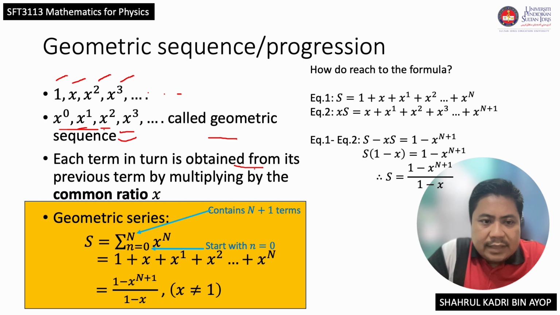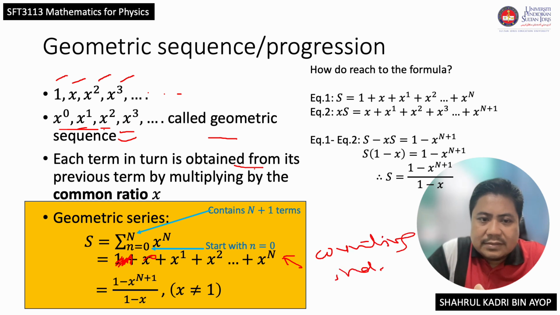I made a mistake here. So this is wrong. This is x to the power of 0 and this is none. Okay, sorry. So this is x to the power of 0 plus x to the power of 1, 2 and so on. This is called a counting index. It starts from 0 and then 1, 2 until the end.